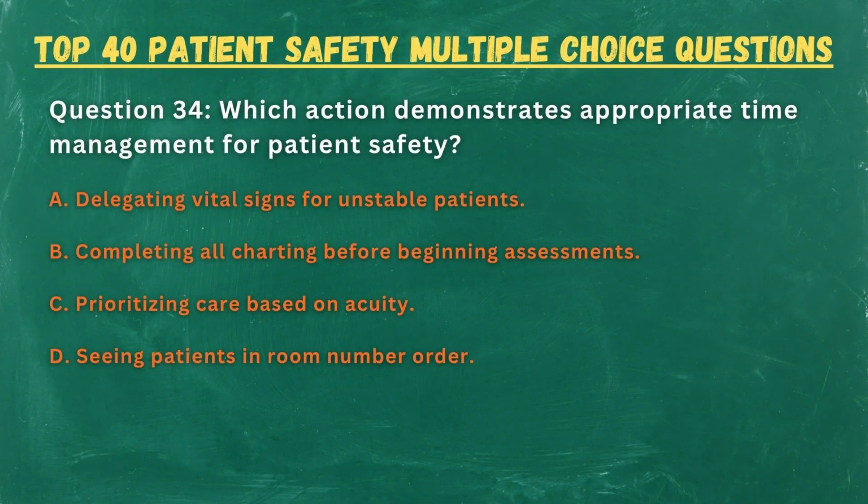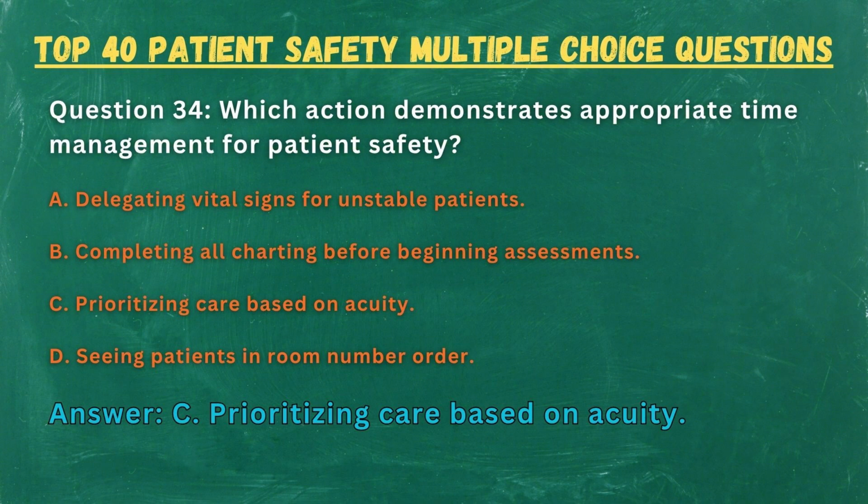Question 34. Which action demonstrates appropriate time management for patient safety? A. Delegating vital signs for unstable patients. B. Completing all charting before beginning assessments. C. Prioritizing care based on acuity. D. Seeing patients in room number order. Answer: C. Prioritizing care based on acuity.